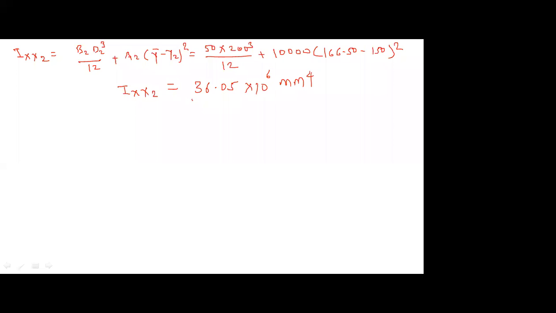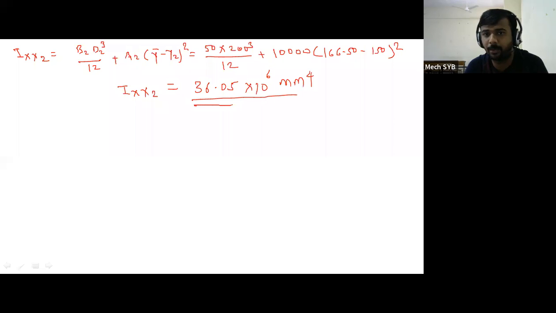Please check your answers, those who have calculated, and send your answer in the chat box. Ixx2 value is equal to 36.05 into 10 raised to 6 mm raised to 4. Don't write the value as it is, you have to do the calculation. If you do the calculation you will get practice, otherwise during the calculation at your home without understanding your answers will be different. So make the practice for the calculation here only. This is the Ixx2 value.